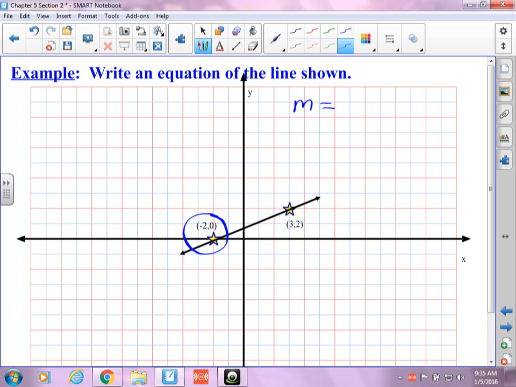So how do I go from this point to the other point? I move up or down? Up how many? I go up 2, so my numerator is 2. And then I move right how many? I move right 5. So that's my slope. Done.